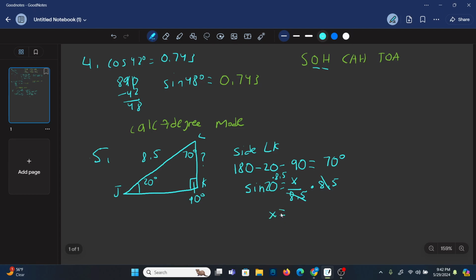So x would equal, and you would take this into your calculator, make sure that your calculator is in degree mode. So we do sine 20 times 8.5. And when we type this into a calculator, we get 2.9. And so this side would equal 2.9.